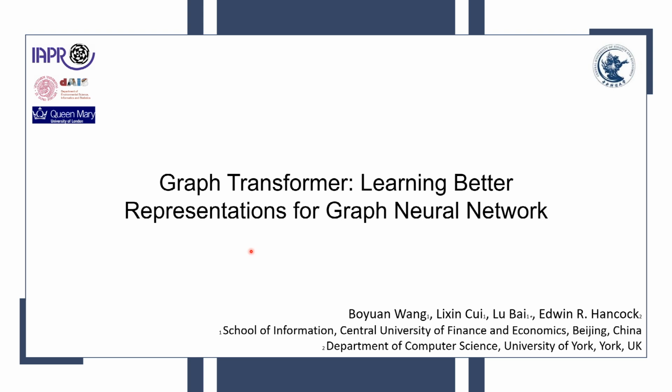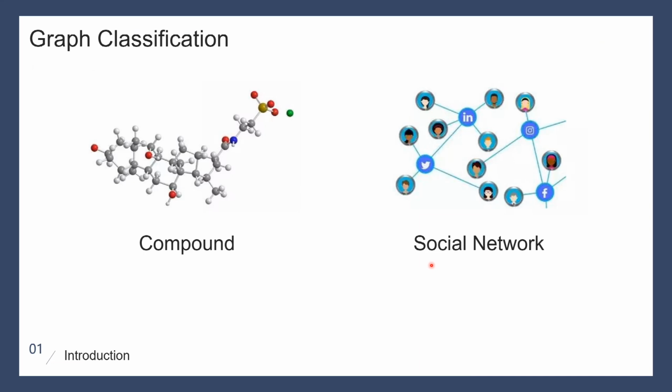Our paper's title is Graph Transformer, Learning Better Representations for Graph Neural Network. Graph is a widely used data structure to model complex objects and relationships, such as compound and social network. Therefore, there is a high demand for graph classification.